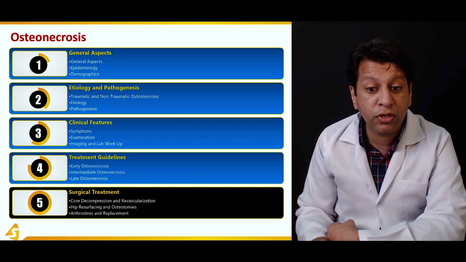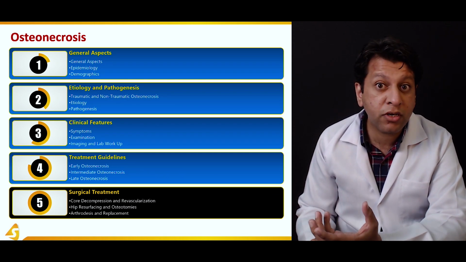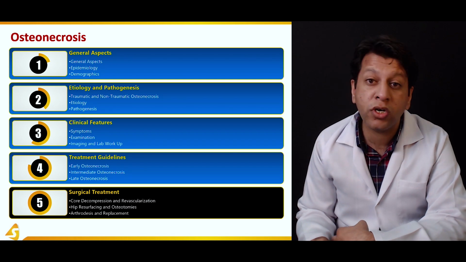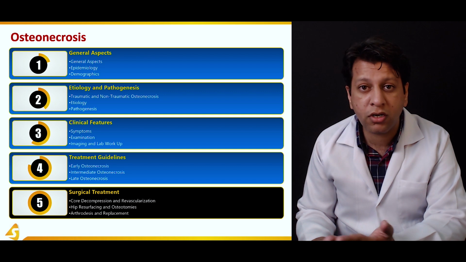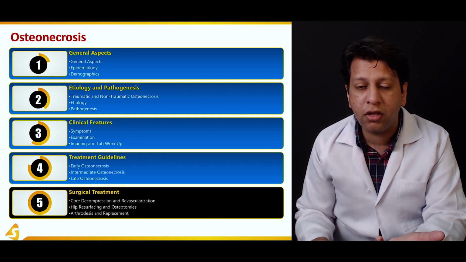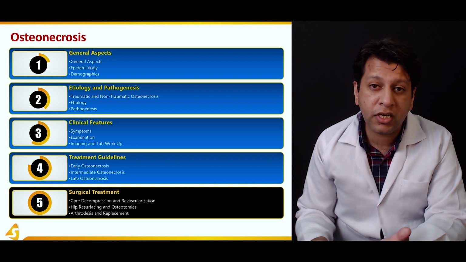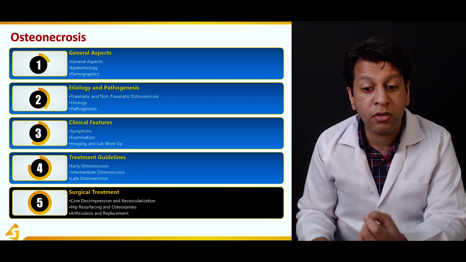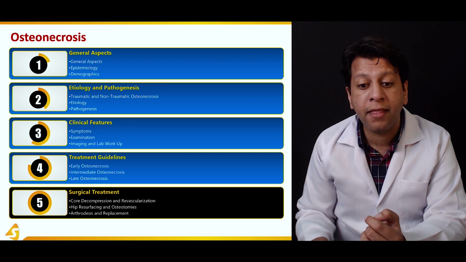In this section, we're going through the different types of surgical options. That is the core decompression without grafting, then core decompression with graft, which could be as simple as an autogenous graft, or it could be a vascularized fibular graft. Then there are different techniques such as hip resurfacing and osteotomies, which may be feasible. Then there are the options of arthrodesis and replacements.